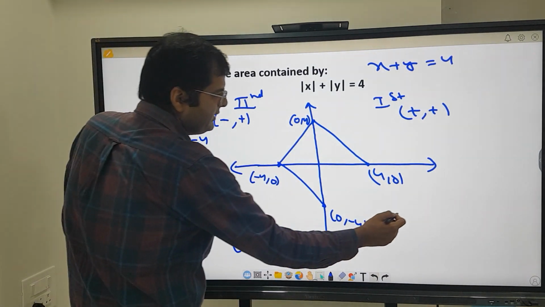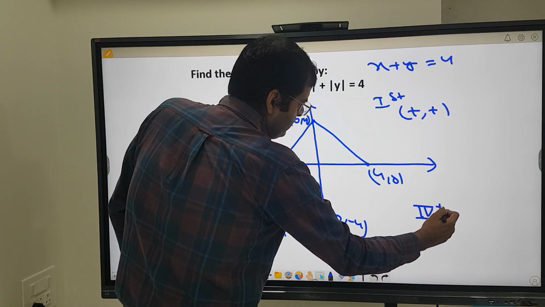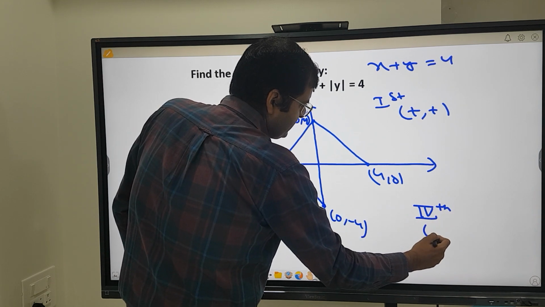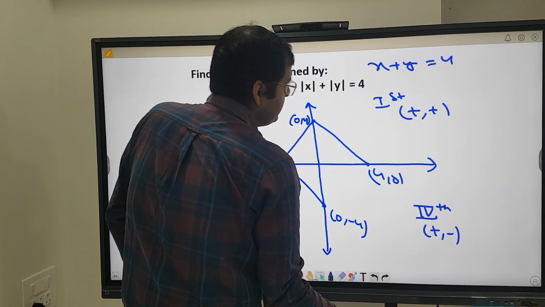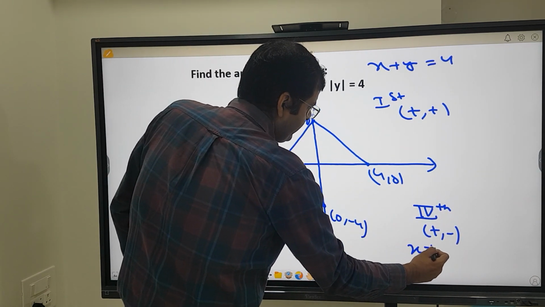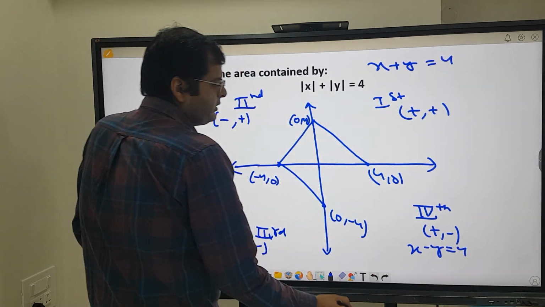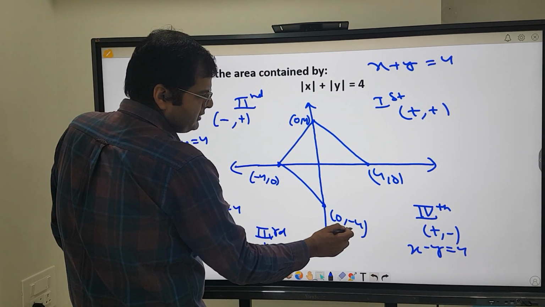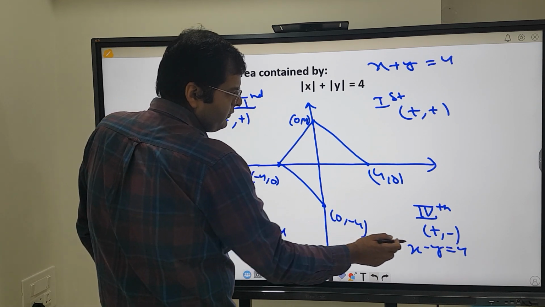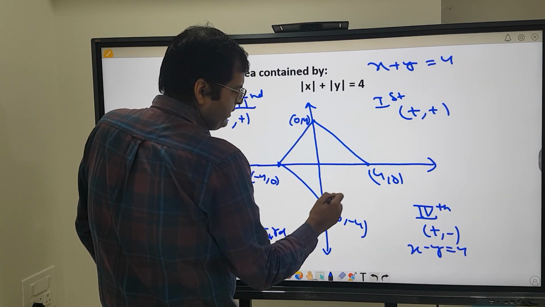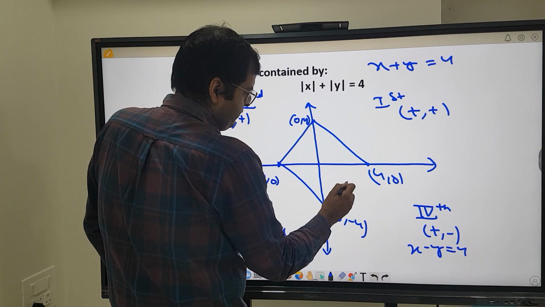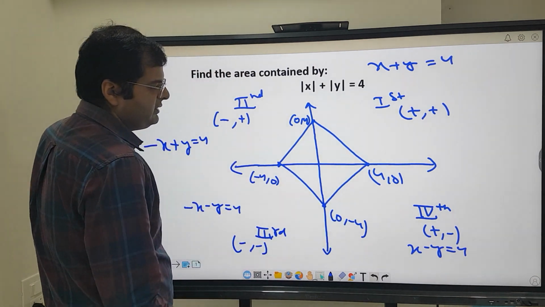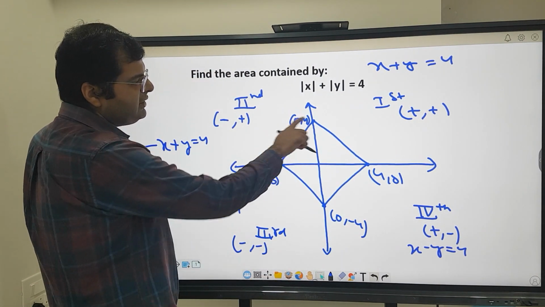And finally, in this fourth quadrant, x is positive, y is negative. So the equation of the line becomes x minus y equals 4. If I put x as 0, we get y as minus 4, which is this point. And if I put y as 0, we get x as 4, which is this point. So if I just combine these 2 points with a line, this is the figure that I get.